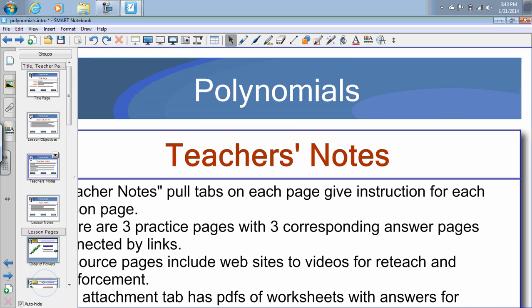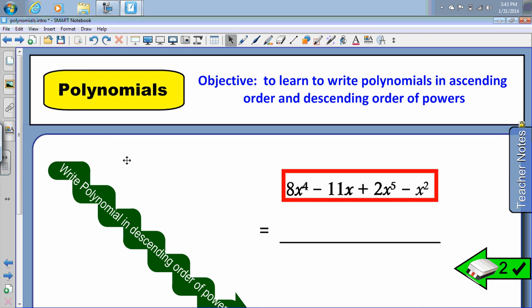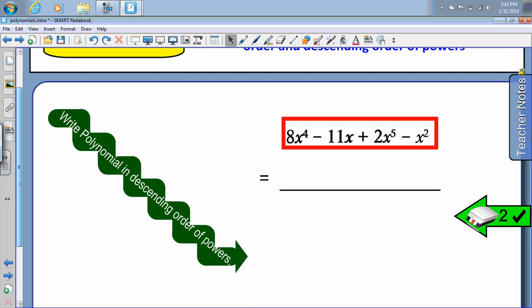So we're going to start by writing polynomials in descending order. That's what we do. When you say descending, you want to start with the highest. So we have a 4. This one doesn't have a number, but it's a 1. We have a 5, and we have a 2. Which one is the highest? The 5. Remember, I used the sign in front.